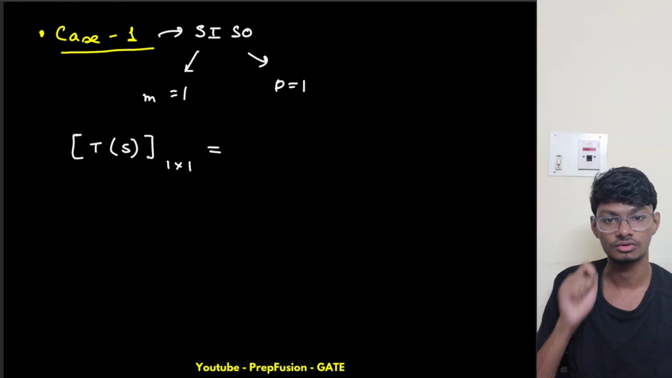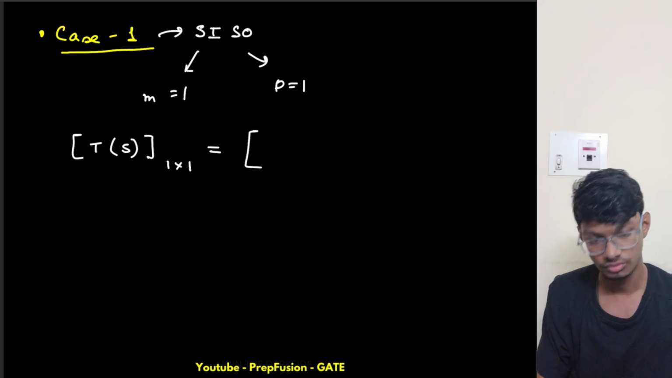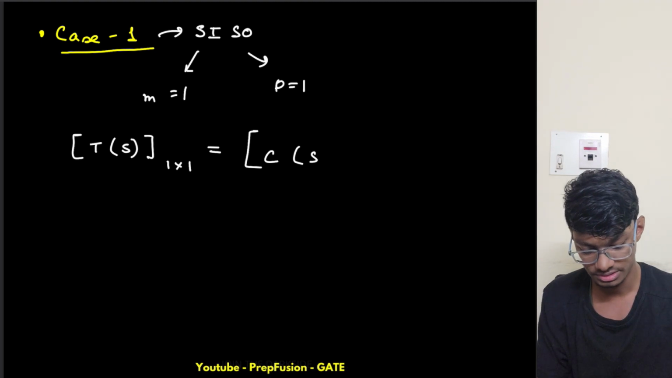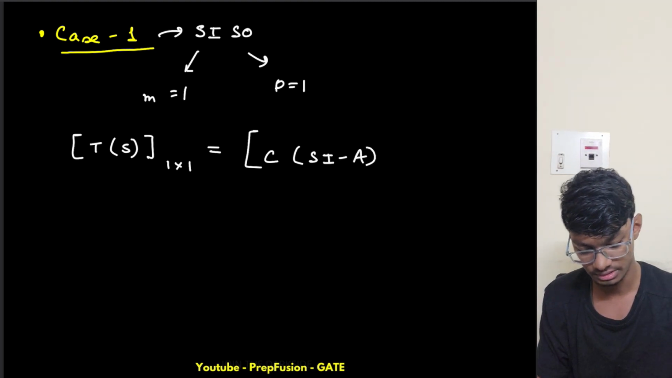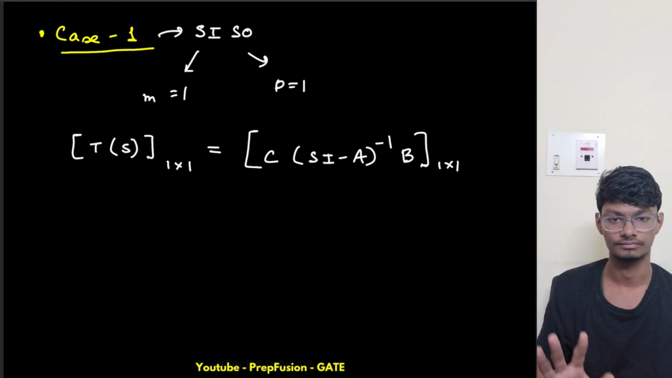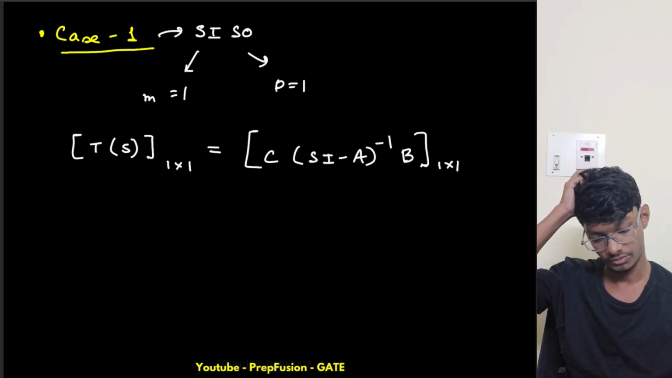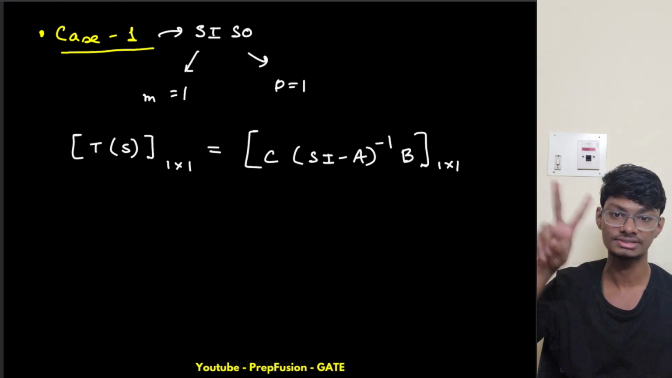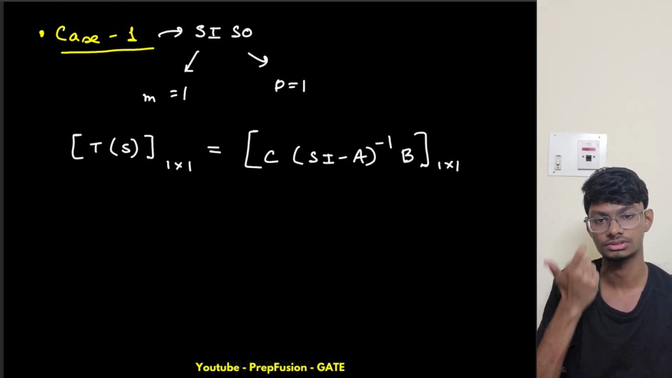If my transfer function order is 1 cross 1, what will be my transfer function? It will be only a single element of C into (sI minus A) inverse times B, and in 90% of the cases this will come. So when I have single input and single output, the transfer function will just be a single value.